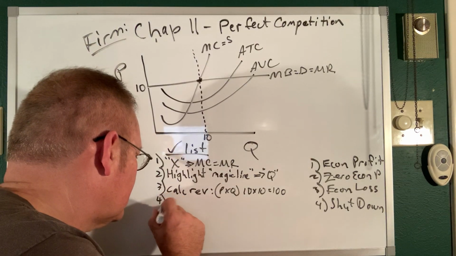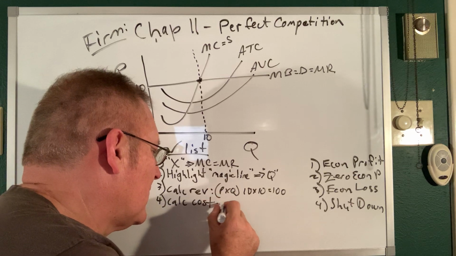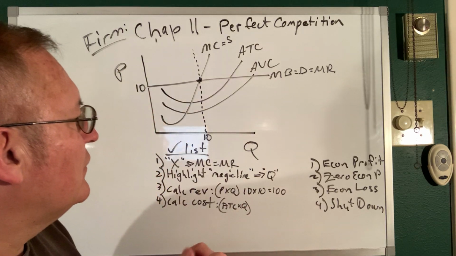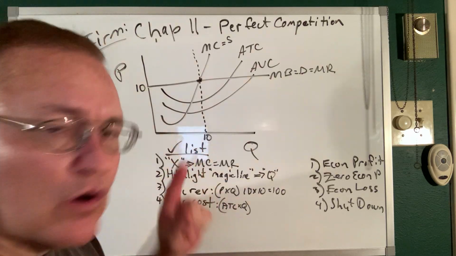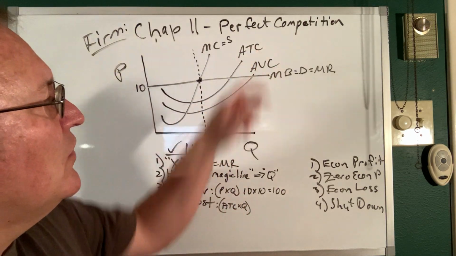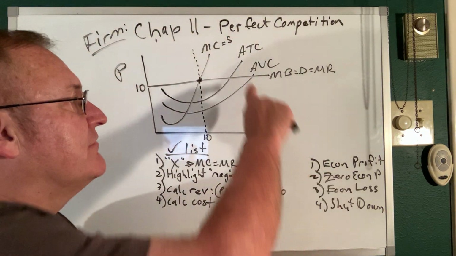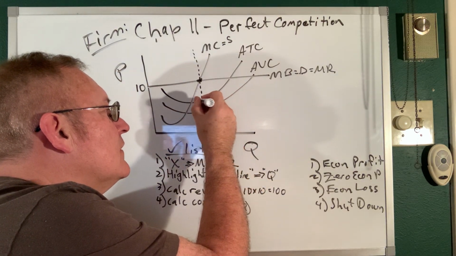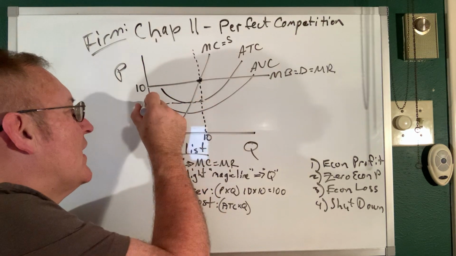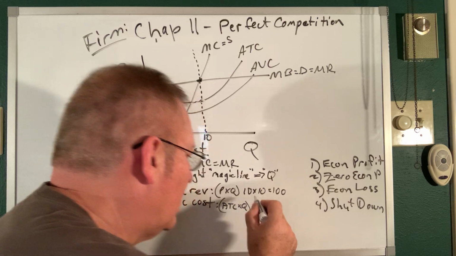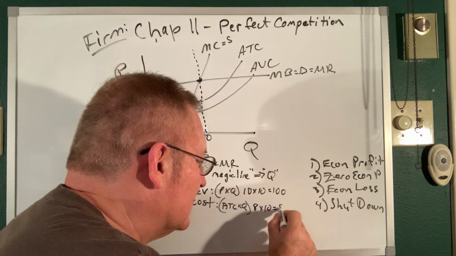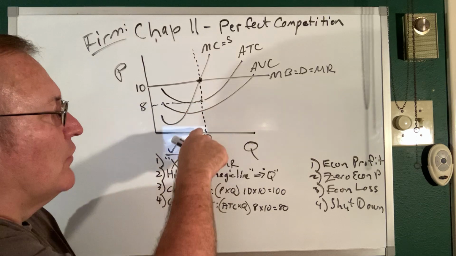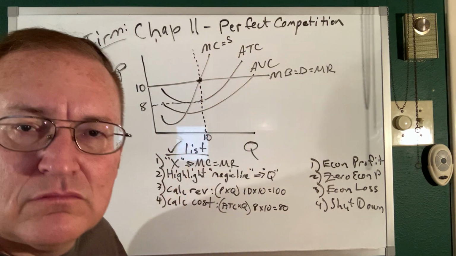Number 4, calculate cost. I'm going to put ATC here. You're going to figure out what your total cost is by looking at that magic line and where it intersects the average total cost curve. That makes total sense, right? It intersects it right here. So whatever number is associated with that, let's say it's 8. In this case, it's going to be 8 times 10, and that's 80. And that represents your total cost. So this rectangle right here is our total cost. This big one is our total revenue, right?